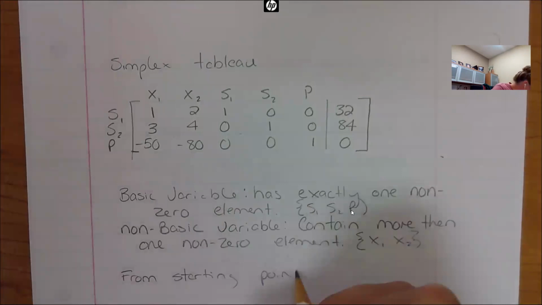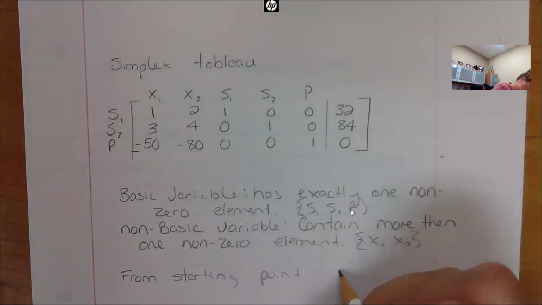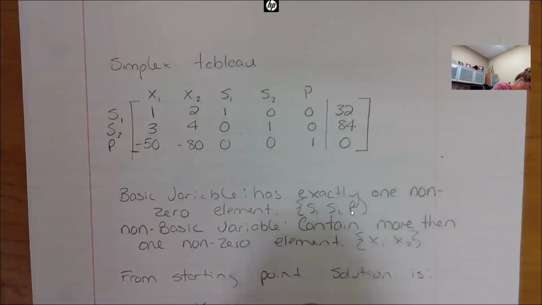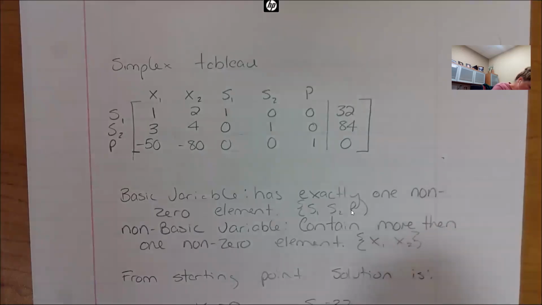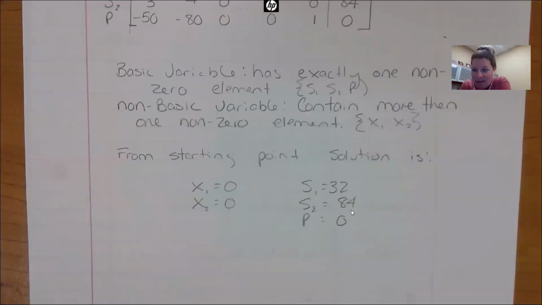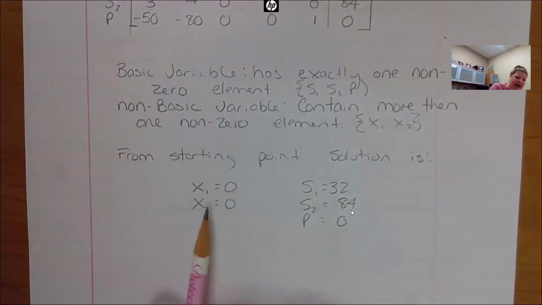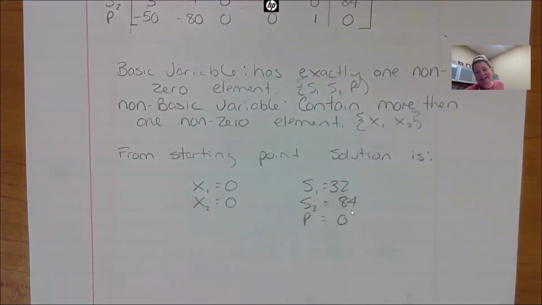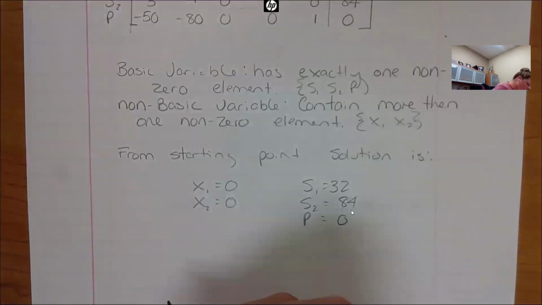If we ask for the solution from our starting point, we would say x1 equals 0, x2 equals 0, and s1 equals 32, s2 equals 84, and p equals 0. If you were asked from this starting point what those values mean, that's what they mean. That's what we're starting with. So let's solve this to where we can find a better profit than 0. I've made nothing, I have no profit, and according to my constraints, I've used none of my 32 or my 84. Not helpful. So we're going to do what we call our pivot variable.